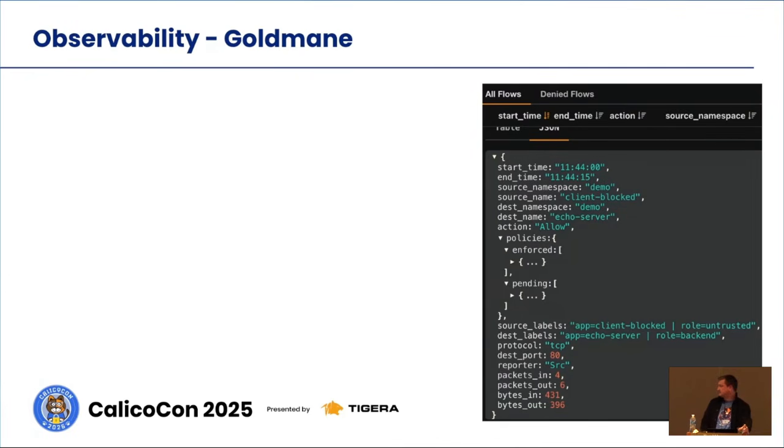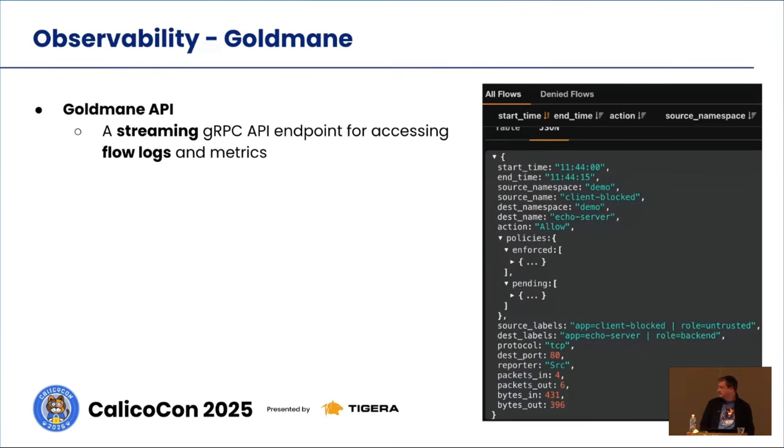Goldmain is the API behind this, so if you're more API driven, it would be very interesting for you to see how this is built and made available to the UI. This is a streaming gRPC API. I think the time window is set to an hour by default, and it provides a time series flow of network data, network flow logs that the UI can access in JSON.